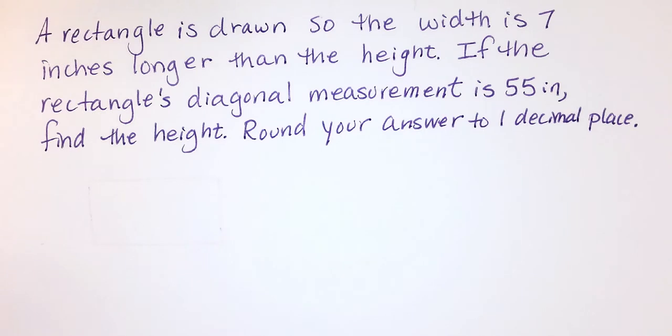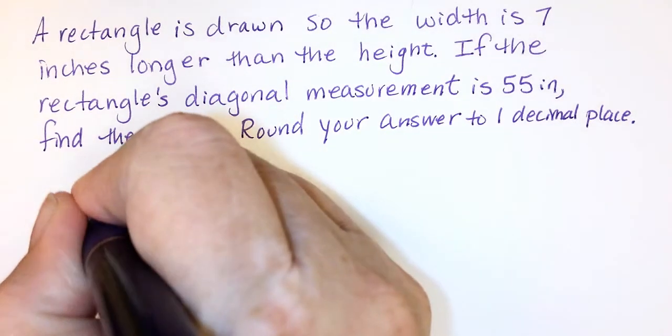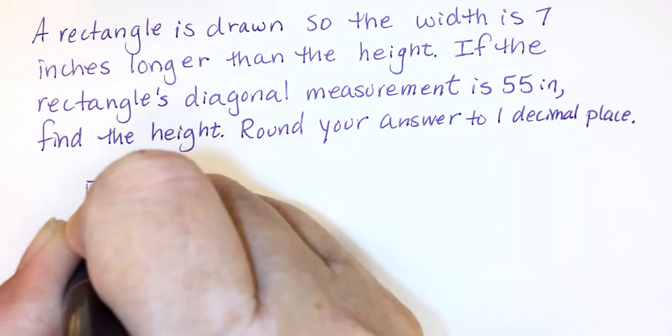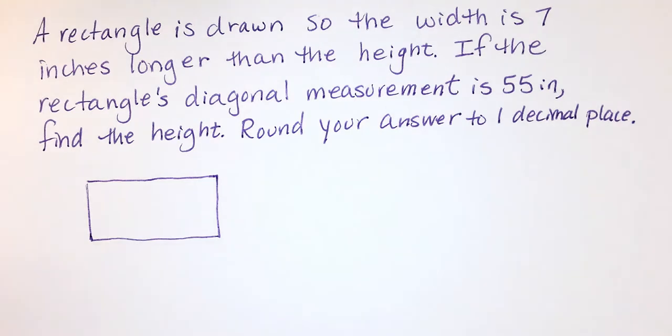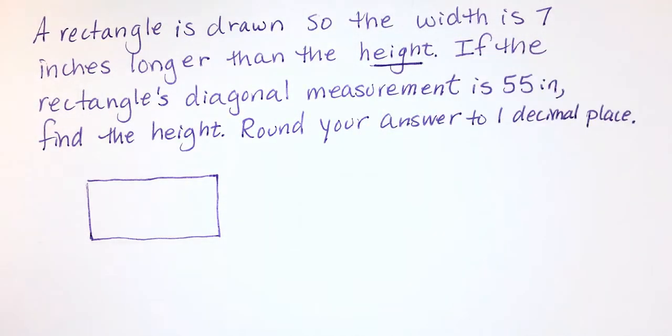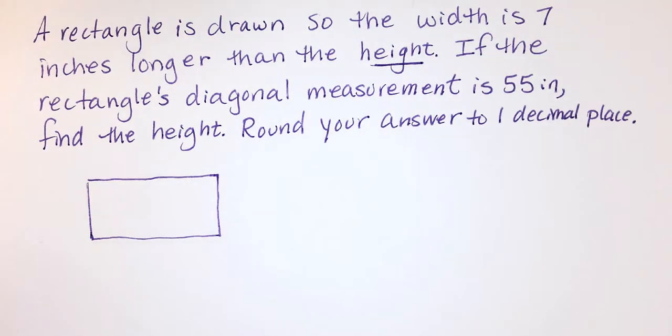So anytime we have a problem that has some sort of shape in it, we want to draw the shape. So let's draw a rectangle. Now let's figure out what would be our height and what is our other measurement. So let's keep reading. The width is 7 inches longer than the height. So this happens often, that we don't know either of these, but that one measurement is based off the other.